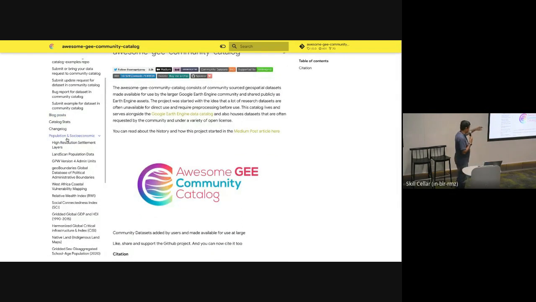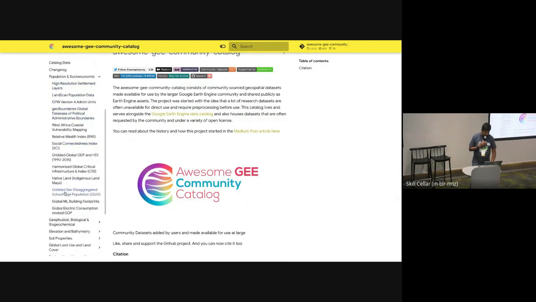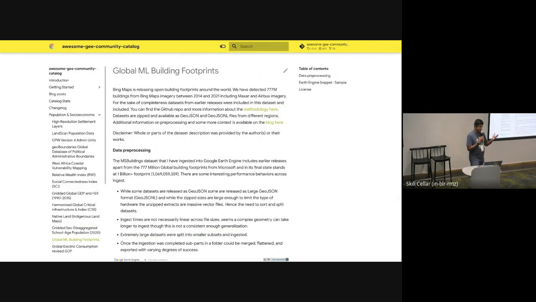Data sets are organized by different categories. A lot of socioeconomic data is available here. LandScan population is now available globally, one of the best population data sets that are there. There was a question about Microsoft's building footprints. Why are they not there? Well, it's here. This is the only platform where you can access all 1 billion building footprints in one place.